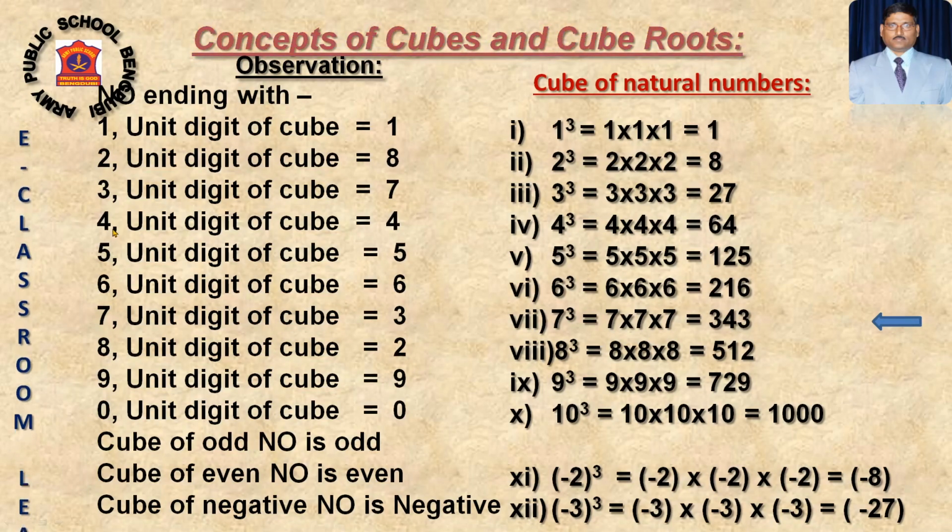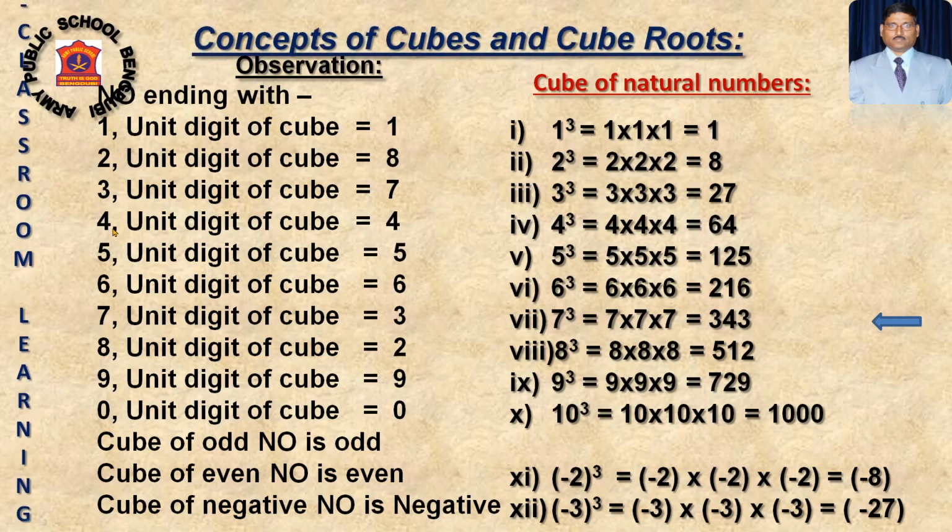And for a number ending with 4, if we find the cube or cube root, it will end with 4 only; 5 gives 5 only, 6 gives 6 only, 9 gives 9 only, and an odd number of zeros will give an odd number of zeros.